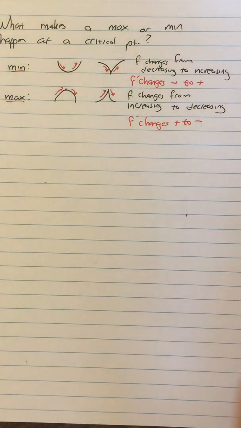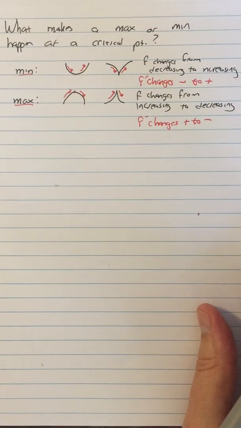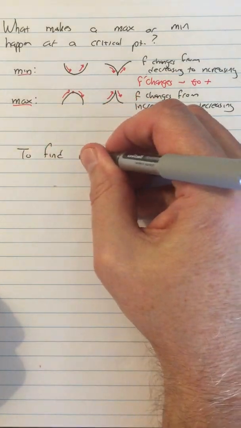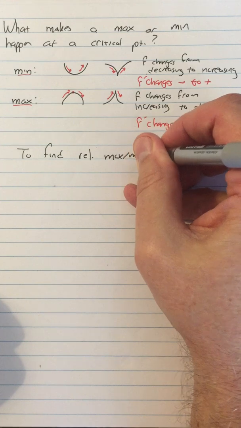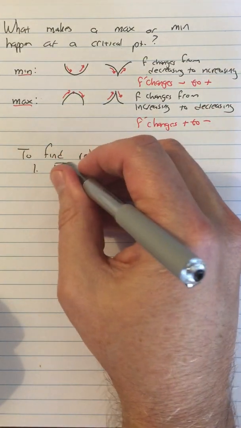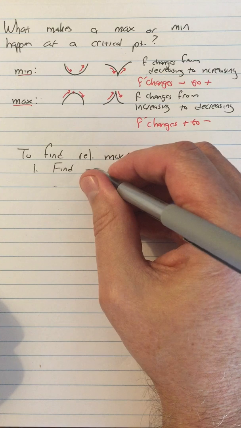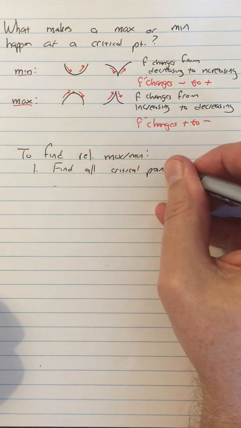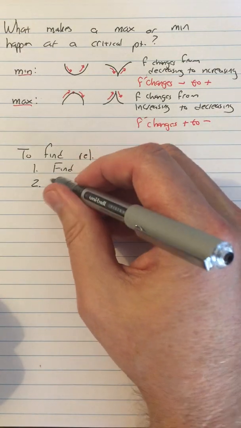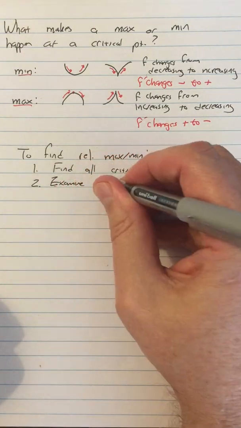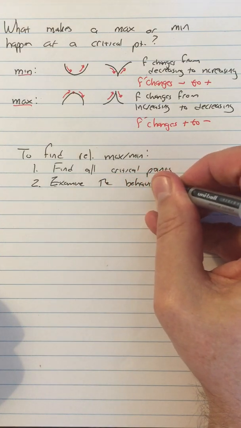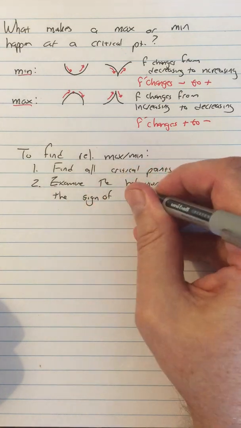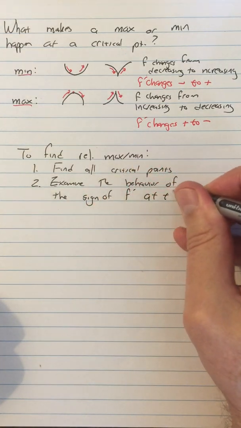All right, so if we want to find the maxes and mins of a function, so to find relative max and min, here's what we have to do. We have to, one, find all the critical points. And there might be more than one. Find all critical points. Then we need to examine the behavior of the sign of f prime at the critical points.